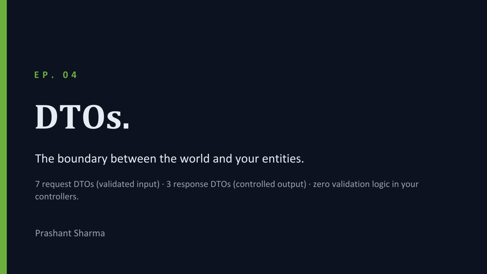Your database user has a password hash, failed login counters, lockout timestamps. If you hand that object straight back in a response, you leak all of it. DTOs are how you keep your database shape and your public API contract as two separate things, so you can change one without breaking the other and never expose a field by accident. Today, 7 request DTOs, 3 response DTOs.